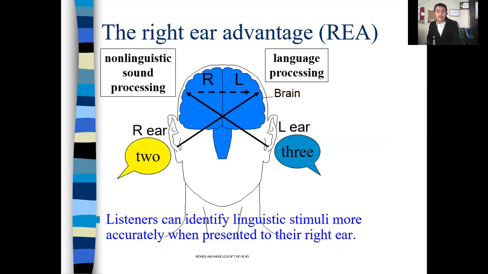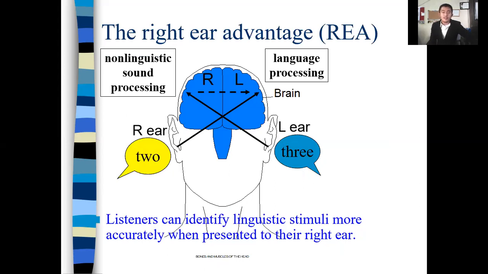So let's analyze this figure. The man is facing us, or the screen. We have the right hemisphere of the brain, which is for non-linguistic sound processing, and the left hemisphere of the brain, which is for language processing. Now, the right ear will hear two as a word, and the left ear hears three, which is actually dominant, or which is actually heard and recognized.